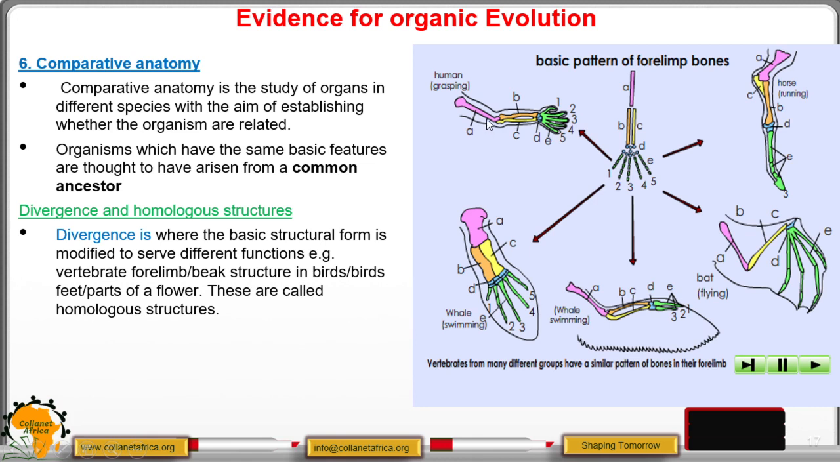The same pattern is seen in the forelimb of a human being and that of a whale, as well as that of a bat and a horse. They have 5 digits: 1, 2, 3, 4, 5. But they have been modified to perform different functions. For instance, grasping; this one is modified for swimming, this one for a bat is modified for flight, and this one for a horse is modified for running. So these are homologous structures, and these are pentadactyl structures, meaning they have 5 digits.